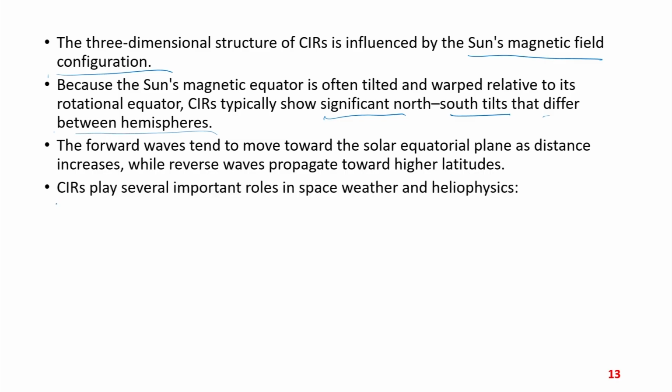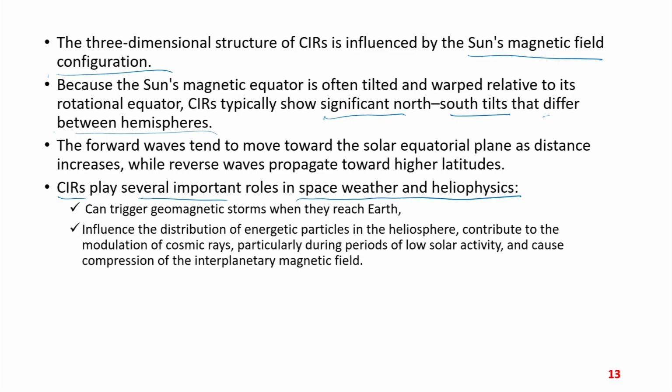That is why the CIR plays a very important role in space weather, and heliophysics studies it. It can trigger geomagnetic storms when it reaches Earth, which we are going to explain later. It also introduces a distribution of energetic particles in the heliosphere, contributing to the modulation of cosmic rays, particularly during periods of low solar activity, and causes compression of the interplanetary magnetic field. This is the effect of it.